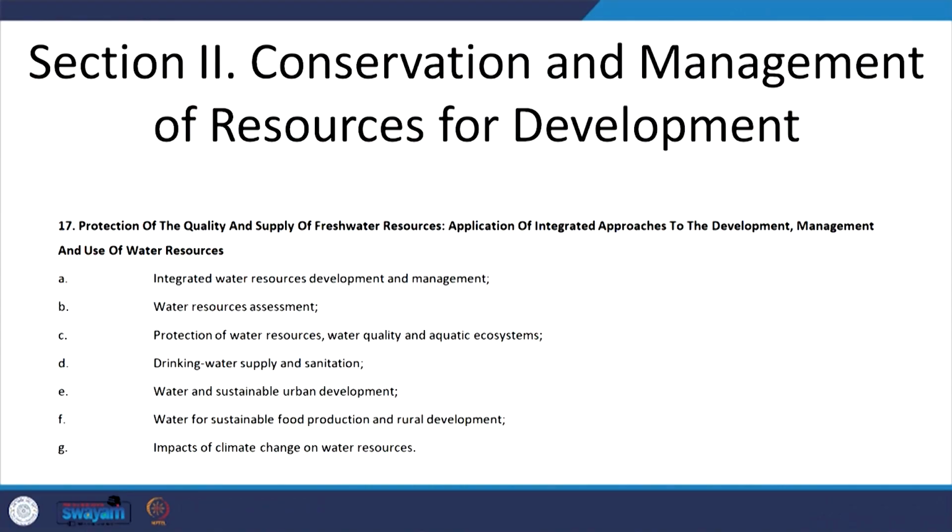The next is protection of the quality and supply of freshwater resources, which is dwindling. We have already seen the impact of the built environment on water, and how water bodies are shrinking, and getting contaminated and polluted. All of this was already identified in Agenda 21 as Agenda 17.